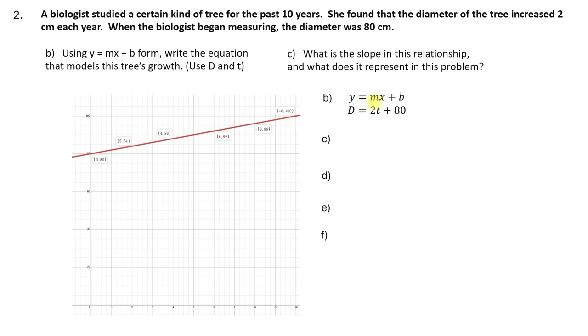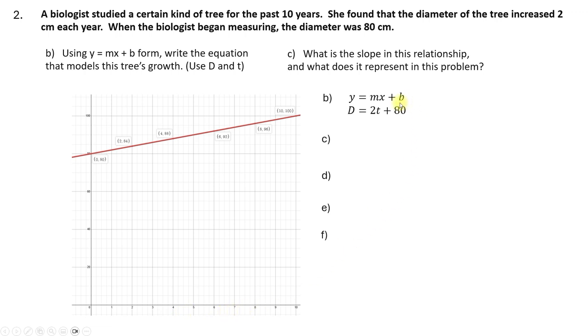So, in questions like this, if you look for words like each or per, this will tell you usually what the slope is. It's increasing 2 centimeters each year, or maybe 2 centimeters per year. So this will often give you a little clue in these word problems as to what the slope or the rate of change is. It changes 2 centimeters every year. These are our years here represented by t.